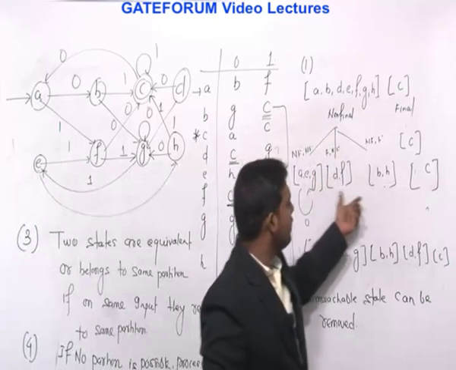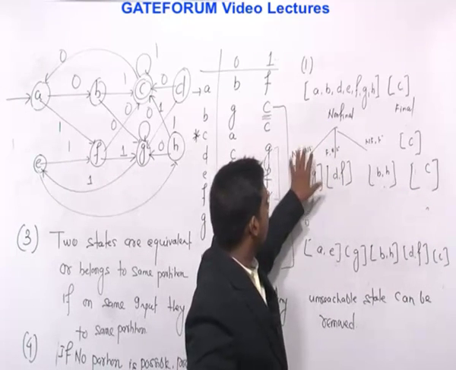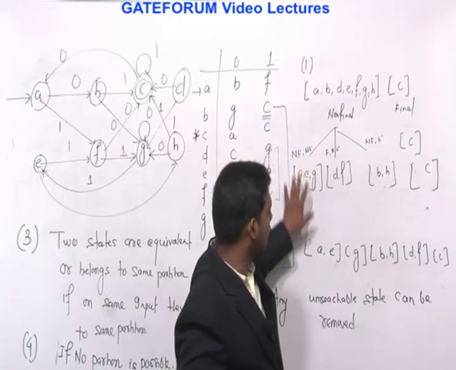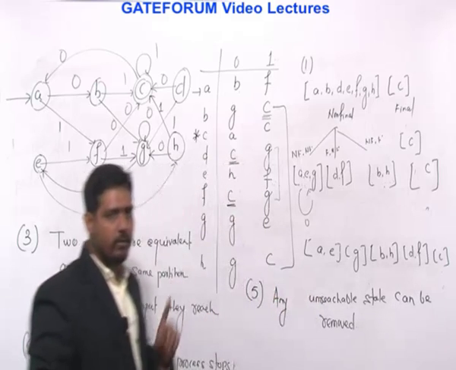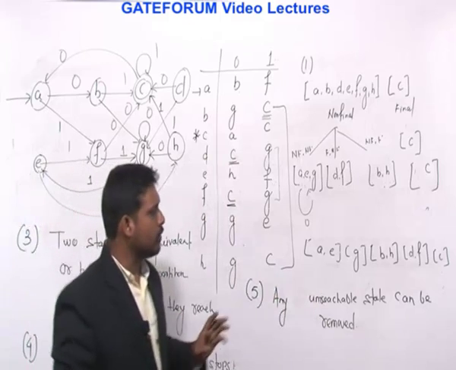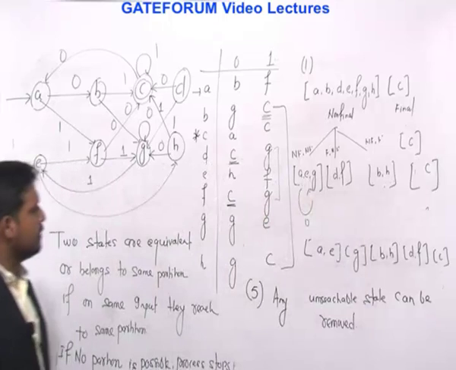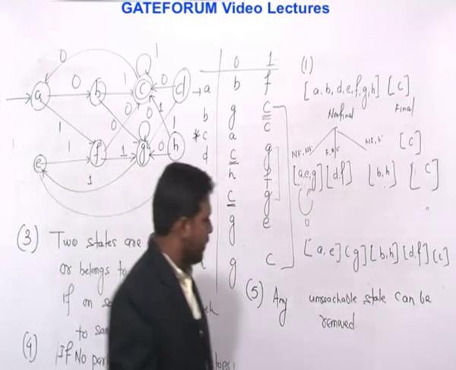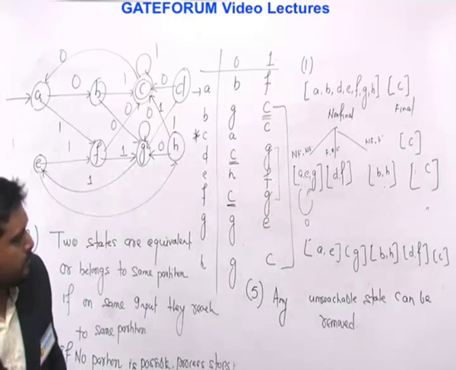I think the first two steps are very much trivial: final and non-final, and then dividing them further into separate partitions, based on behavior for the different inputs. Then I need to check, for each input, whether two states are equivalent if they are going into the same partition, not the same state, remember it, the same partition. This is the partition method, and you can verify each DFA whether it consists of the minimum number of states or not.